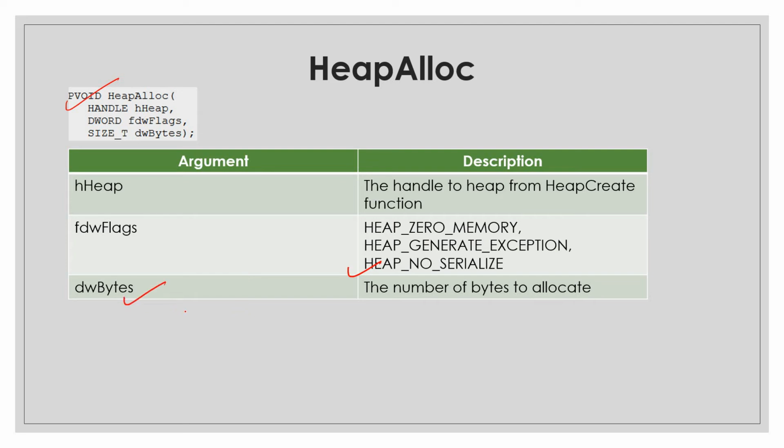Then the last option is dwBytes, which is very much evident: it indicates the number of bytes to be allocated.